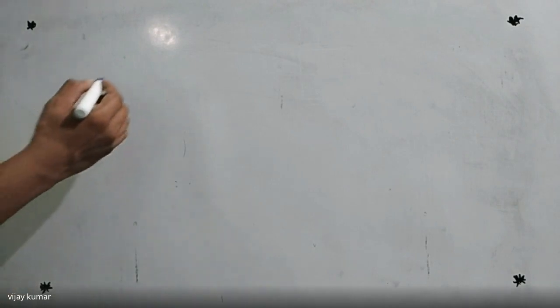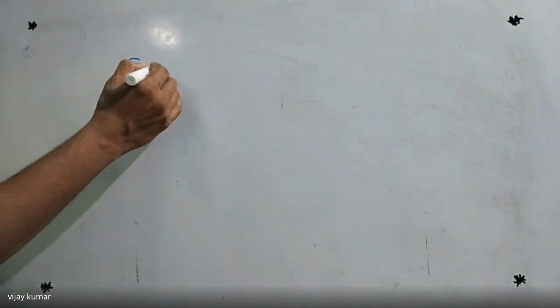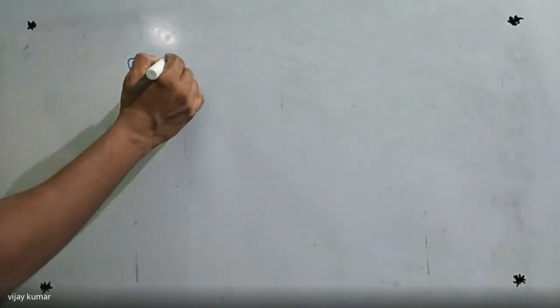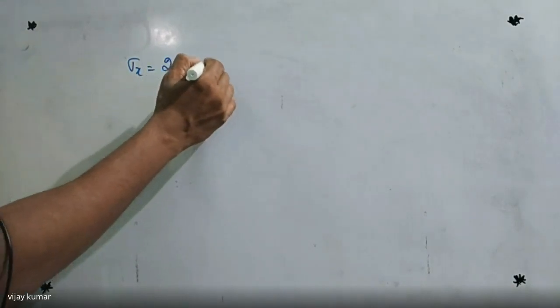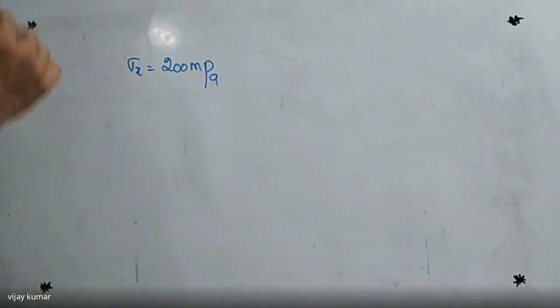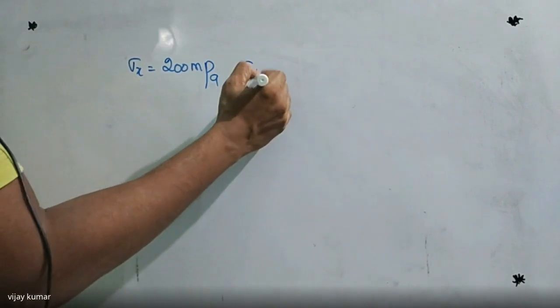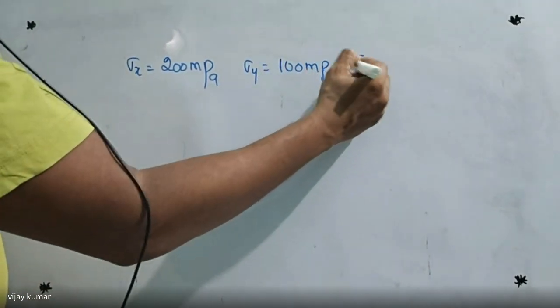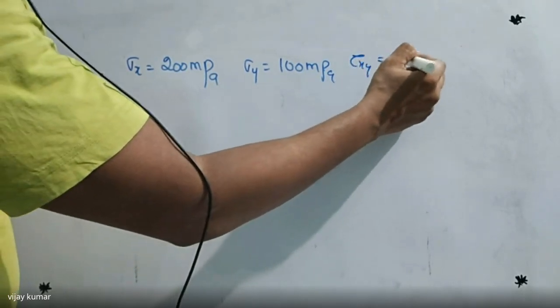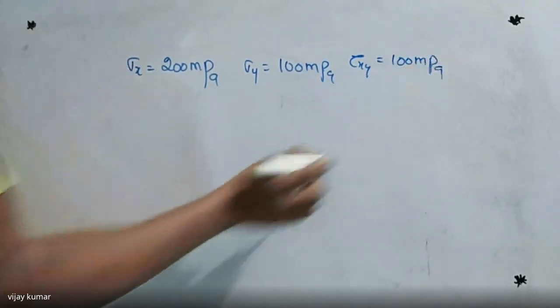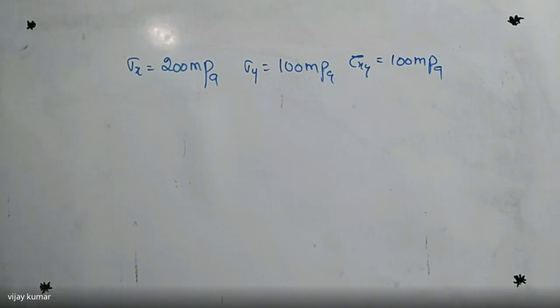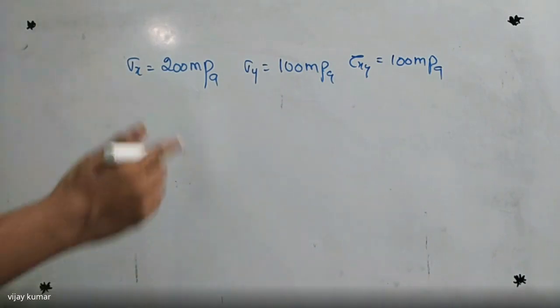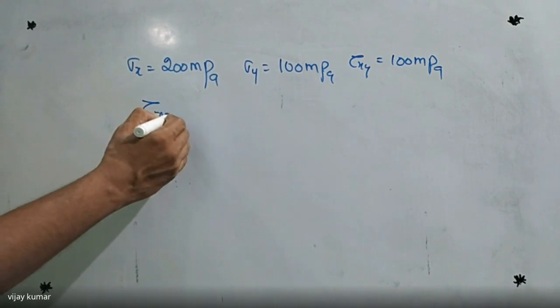So here, one more question is given in GATE examination. That is sigma x is equal to 200 megapascal. This question is also given in GATE. And sigma y is equal to 100 megapascals. Both are tensile. And tau xy is equal to 100 megapascals. This is the question given. So here he is asking what is the value of tau maximum?